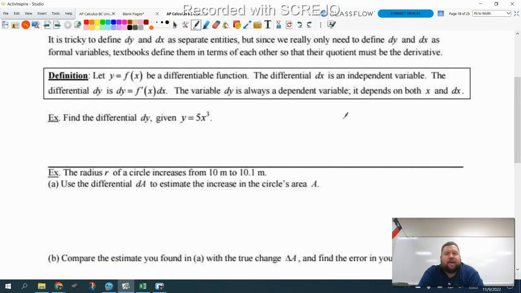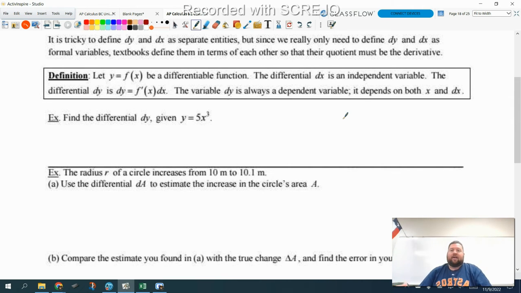So we're going to let y equal f of x be a differentiable function. The differential dx is an independent variable. The differential dy is equal to f prime times dx. The variable dy is always a dependent variable, and it depends on both the variable x and the variable dx, or the differential dx. All right, so first example, we're just going to find dy.